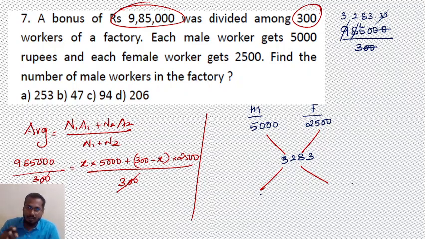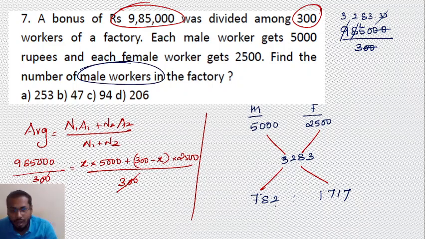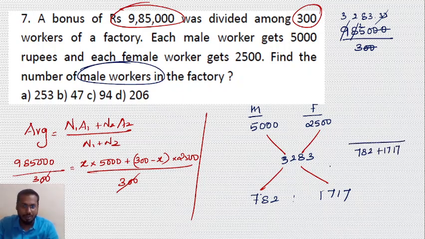Yes, correct value only: 1,717. Okay, and here, 782. Now look at this. That's it. I want to find how many male workers there are. If you know, take the ratio and you can do it. Otherwise, just write 782 plus 1,717 as the total ratio. Out of this, I want only 782 parts.